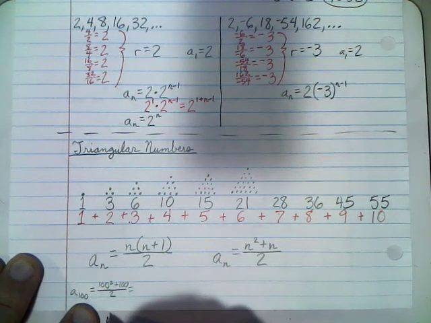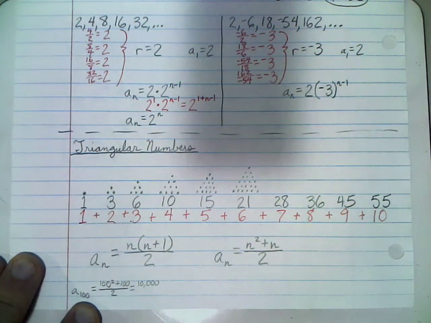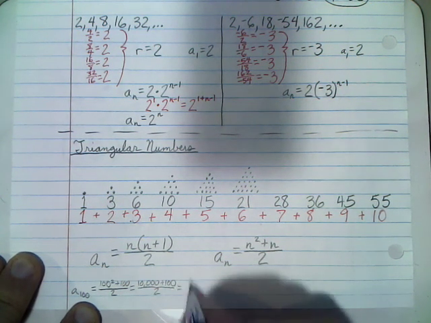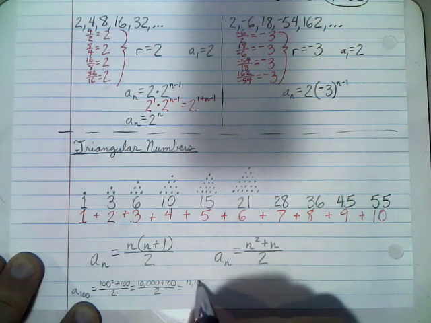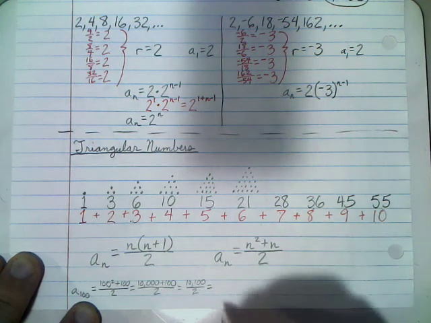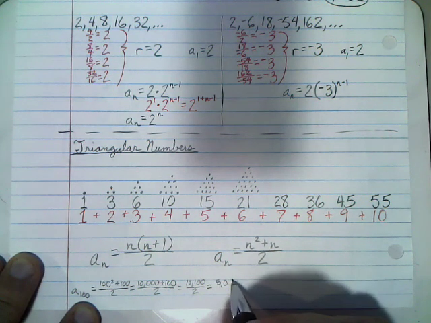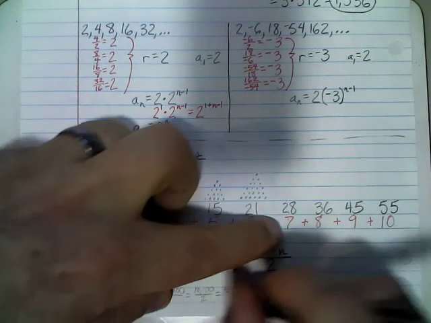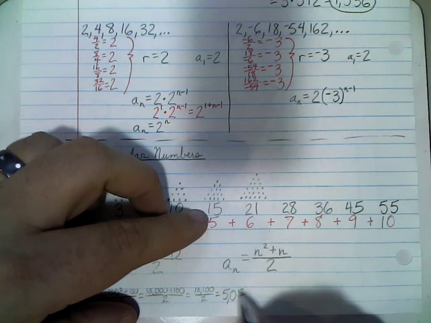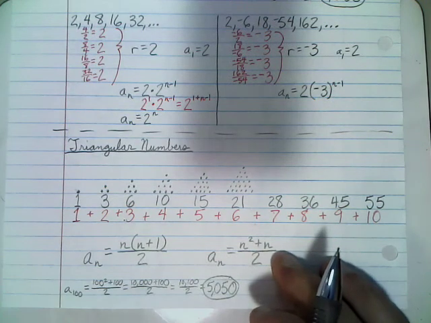So 100 squared, so 100 times 100, that's going to be a total of 4 zeros for my answer, so 10,000 plus 100 over 2 equals 10,100 divided by 2. So 10 divided by 2 is 5, so 5,000. And then 100 divided by 2 is 50, so 5,050. Oh, why I'm writing it small, that's a good question. So 5,050 would be my 100th triangular number.